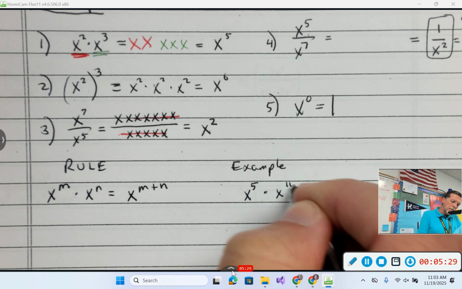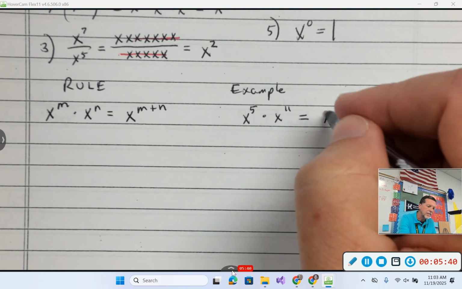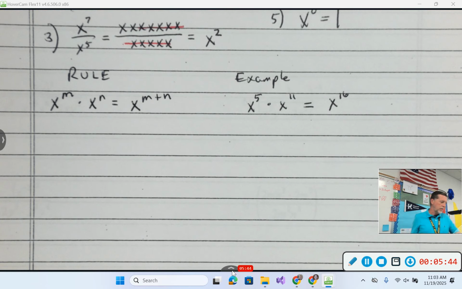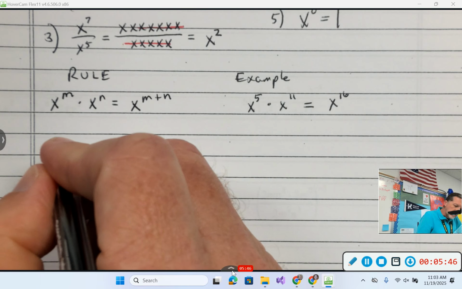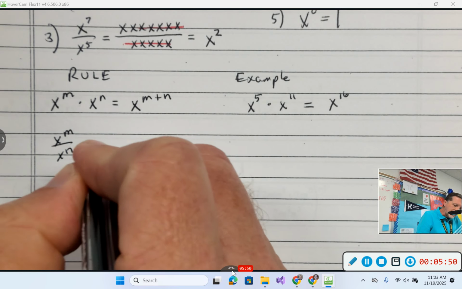So let's pick some where we would not want to write them all out. X to the 5th times x to the 11th. I mean, I could write them all out. And if I did, how many x's would I have? 16. So we like the shortcut rather than the long way around here. X to the m over x to the n.